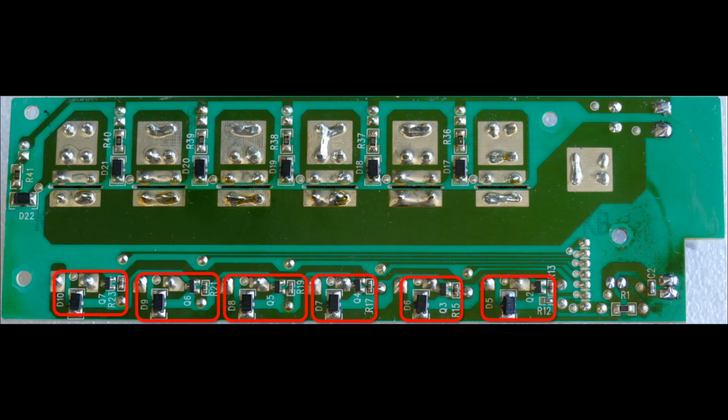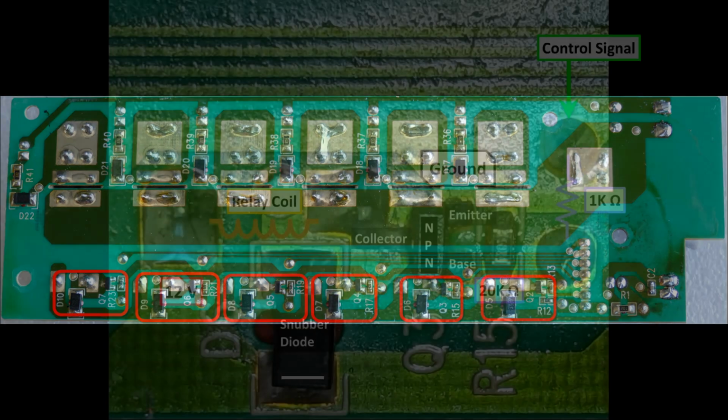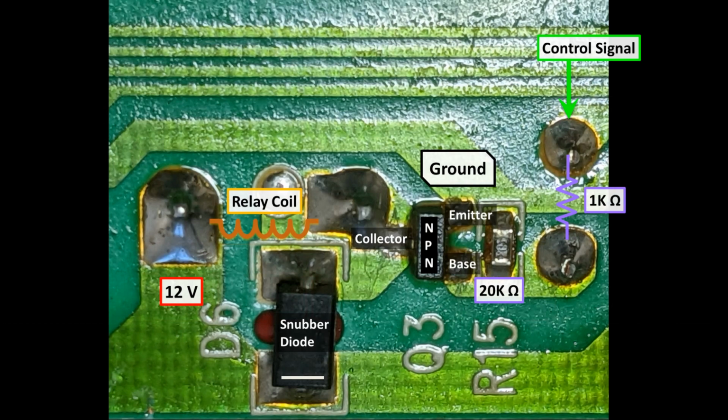There are six transistor circuits to fire each relay. The control signal from the microprocessor flows through a 1k ohm resistor on the other side of the board to throttle the current. A 20k ohm pull down resistor ensures the transistor base doesn't float. When the microcontroller pulls the control signal high, the transistor allows 12 volt current to flow across the coil and activate the relay. A snubber diode dissipates any voltage spikes when the coil is de-energized.